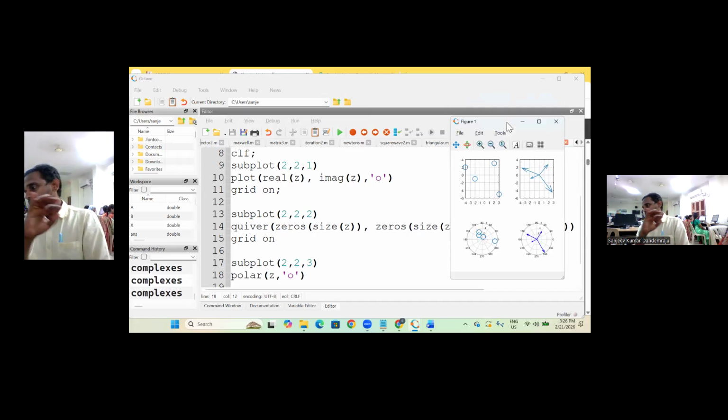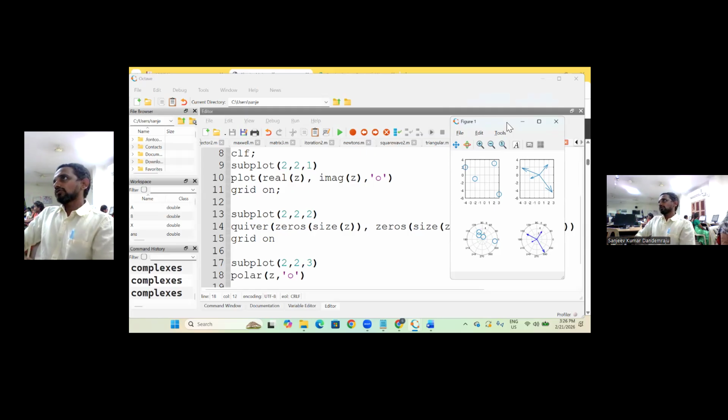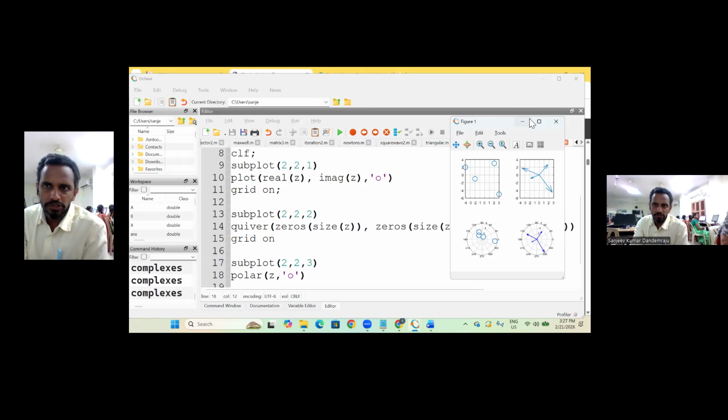So, shall we go to the next one? With that complex variable handling is over. We'll go into vector analysis.